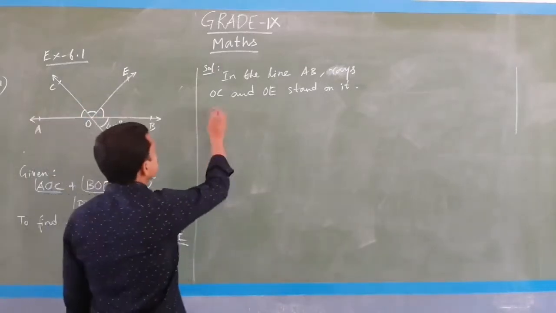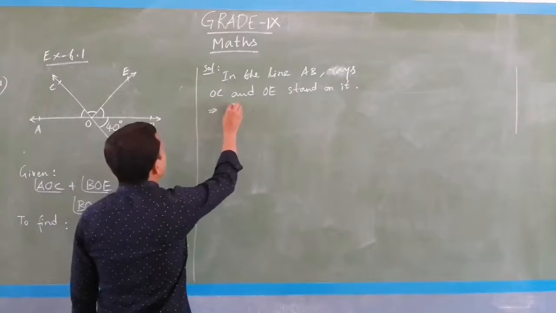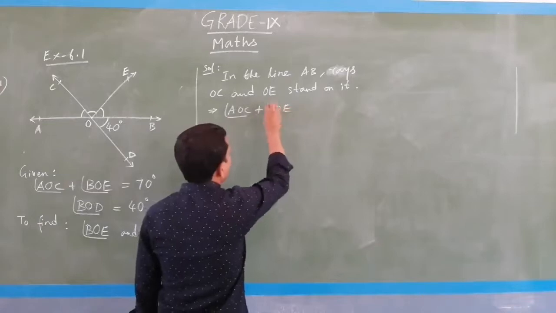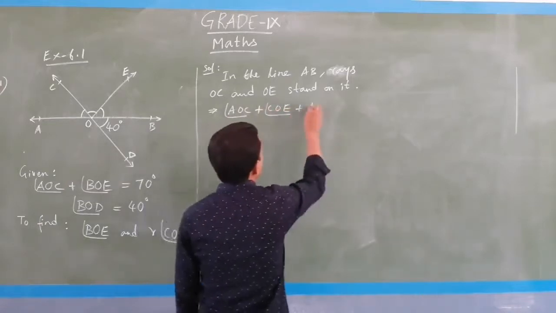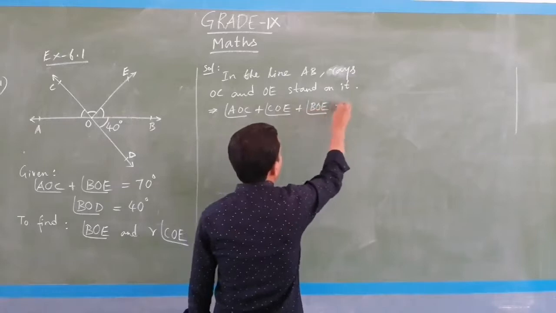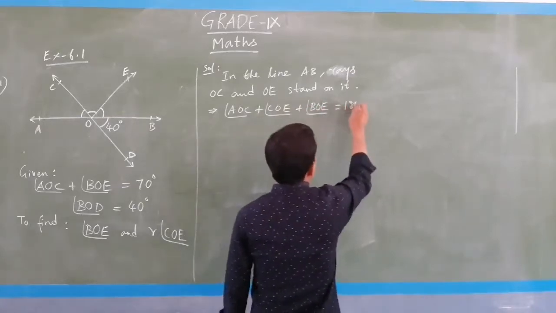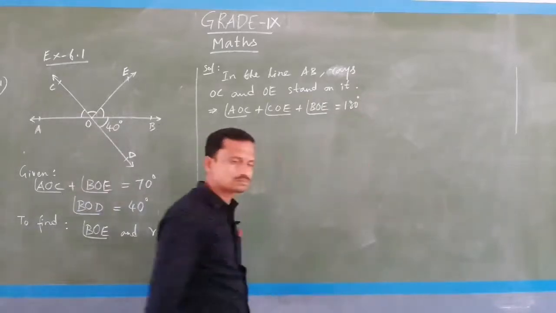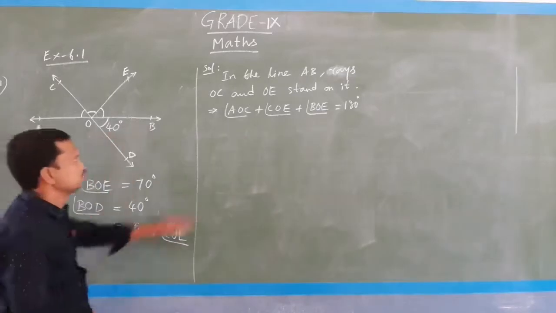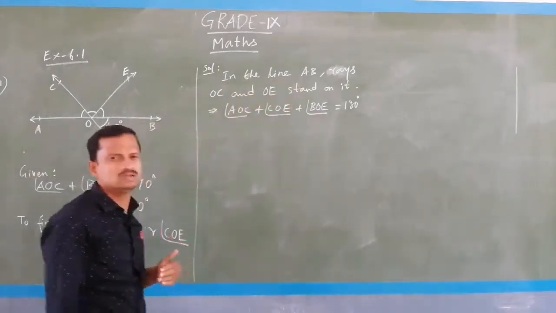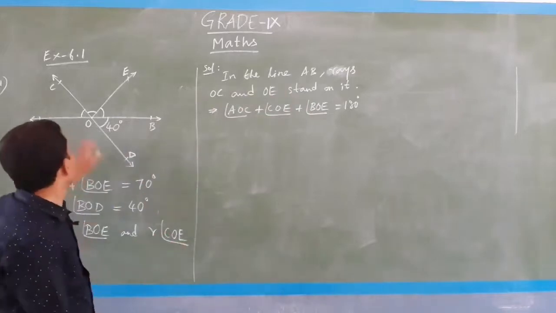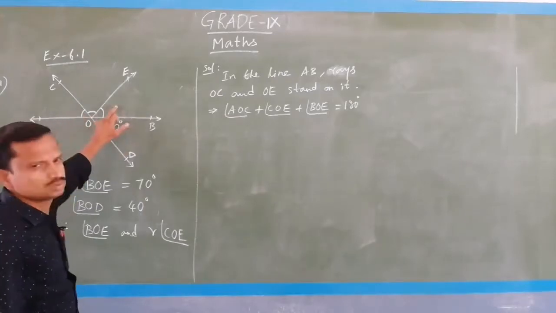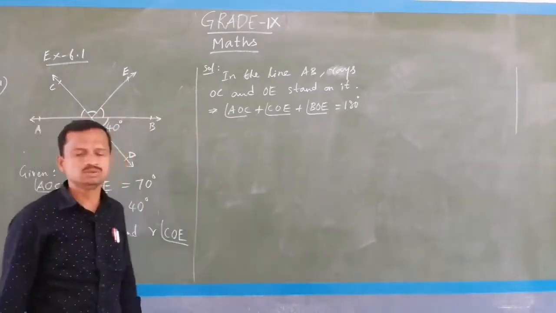So, we can write this implies AOC plus COE plus BOE. They are all equal to what? 180 degree, because straight angle. We know that they form the straight angle because AB is a line, in the line AB. So, straight line angle is what? 180 degree. So, we are adding all these 3. The straight line angle is divided into 3 parts, so we are adding all the 3 and equating to 180 degree.